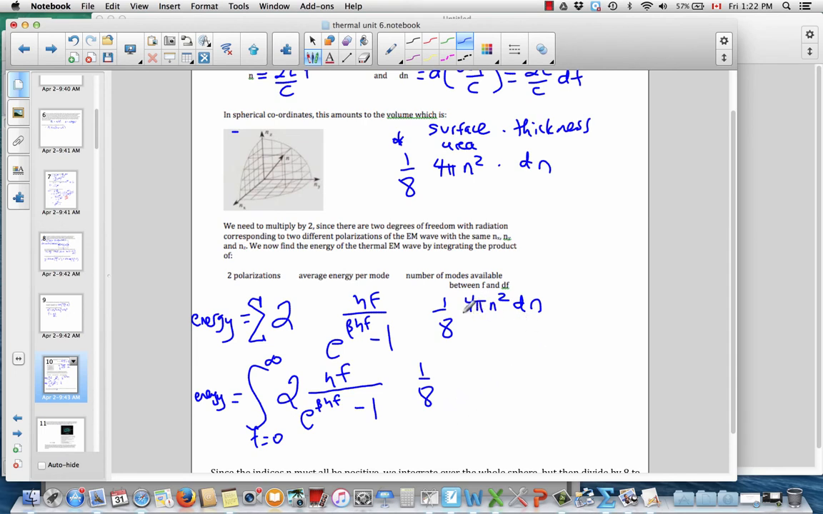Now, for n squared, we'll substitute from the top of the page there. This will be 4 pi and then n squared. n squared, what is that? That's going to be another 4 L squared f squared over c squared. And then this dn gives us another 2L over c df. So we've got some numbers to straighten out there.